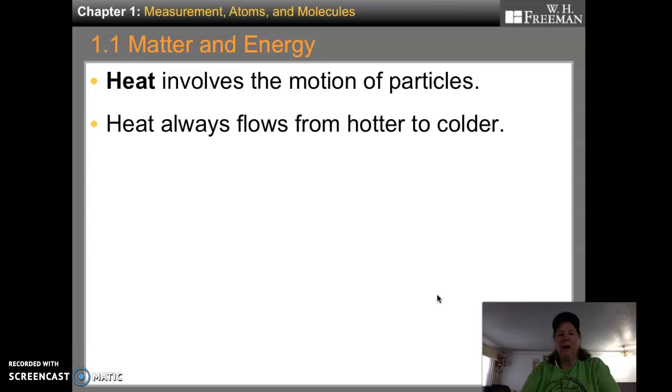Heat always flows from hotter to colder. We know this because we have to continuously heat our homes, especially now in the winter. It would be great if heat just stayed where it was, because once you got your house warm, it would stay that way, but it doesn't, unfortunately.